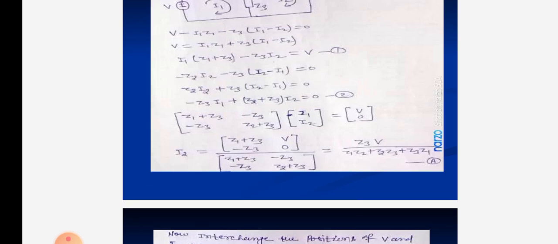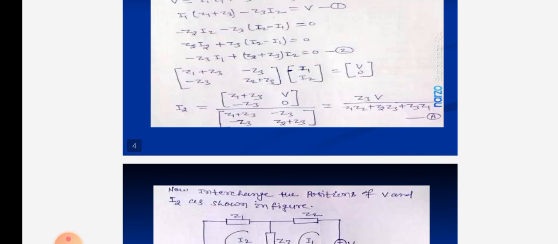This is equation 1. In loop 2, write: minus Z2 I2 minus Z3 times the current passing through Z3 in loop 2, I2 minus I1, equal to 0. Arranged, this gives minus Z3 I1 plus (Z2 plus Z3) I2 equal to 0. These both equations can be represented in matrix form, with the coefficients of I1 and I2, multiplied by I1 and I2, equal to V and 0.